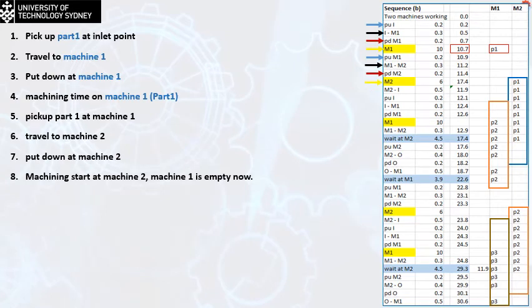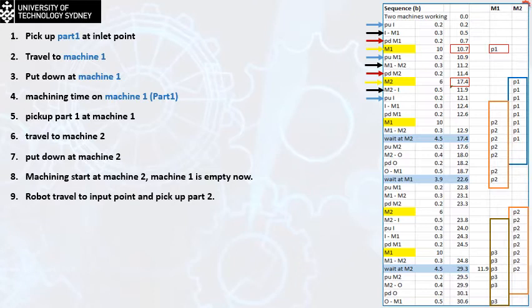Now you can see that the time is 17.4, but actually this time is not going to be added. You can see that we had 11.4, but the robot will simply travel to the input point once again and pick up another part. So we're not going to use 17.4; we use 11.4 plus the traveling time to the input point.